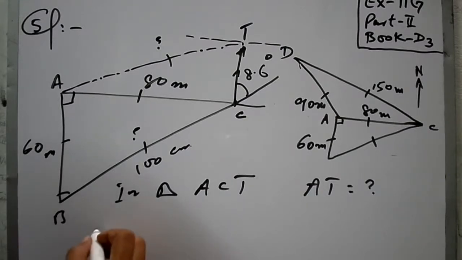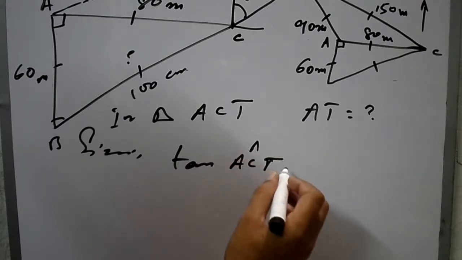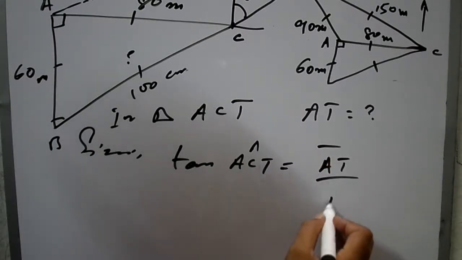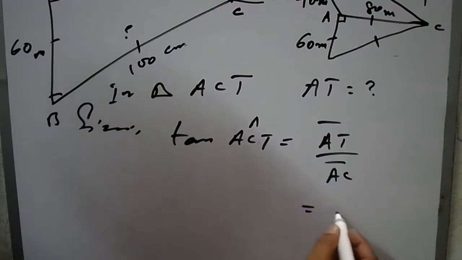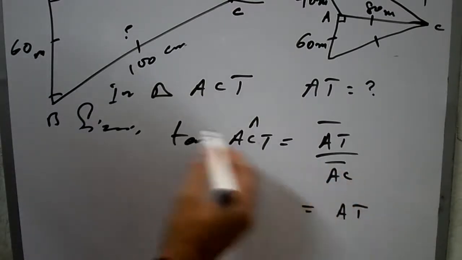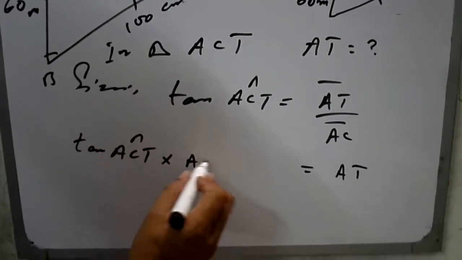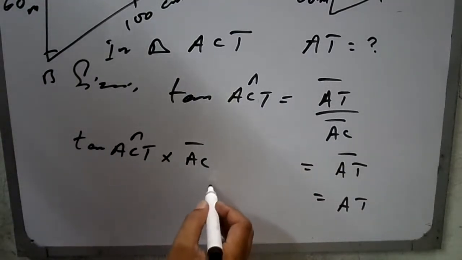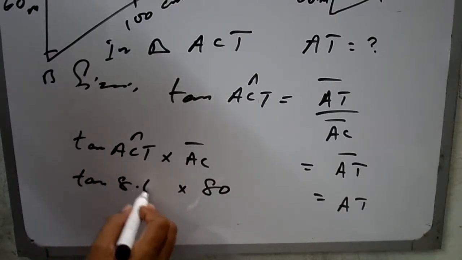So since tan ACT is equal to AT side divided by AC, by putting the values, we have to find AT. So by using cross multiplication, the value of AT is tan ACT multiplied by AC. Putting the values of AC, that is equal to 80, and the value of tan is also given to us, that is 8.6 degrees.